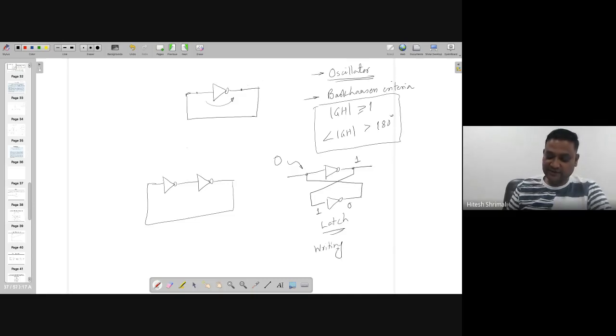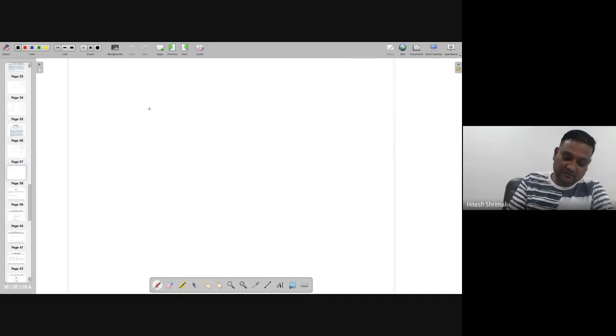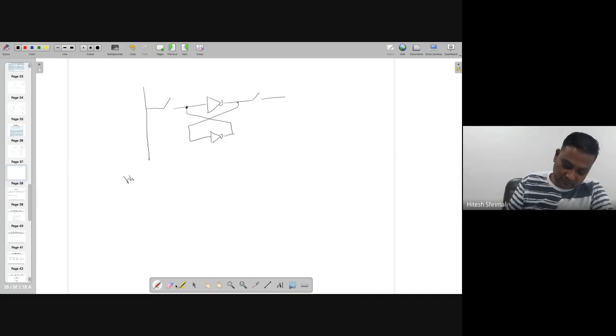If you want to write something, you can do this one. Or you can say that if I do as follows, where I can keep one line, let's call this one as bit and this one as bit bar. This one, let's call this one as write.